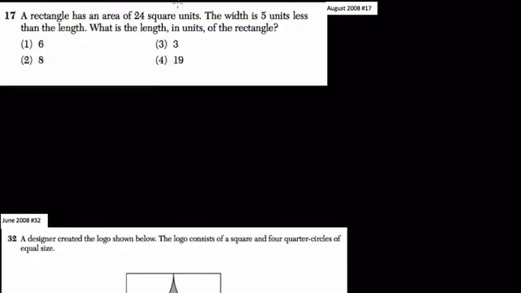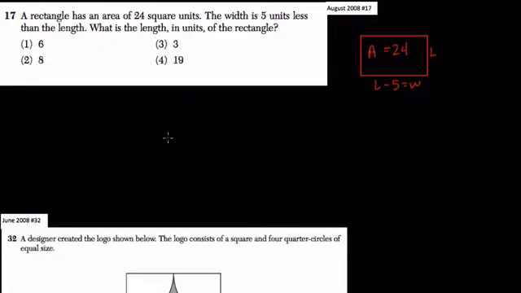In the next one, we have a rectangle with an area of 24 square units. Okay, so we have a rectangle, right? And we know that the total area, or A, equals 24. The width is 5 units less than the length. So we have a length right here, and the width, whatever it is, is 5 less than the length. So length minus 5 would be our width. They want to know what's the length in units of the rectangle.